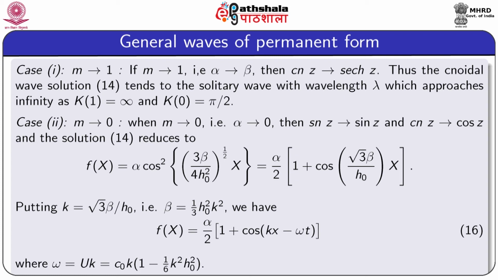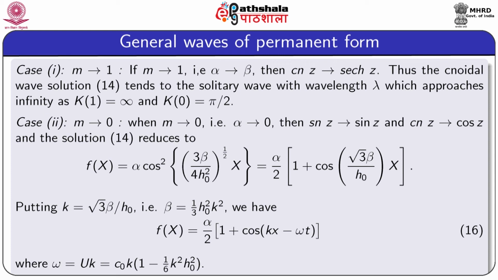And if we take the second particular case, if we take m goes to 0, then Sn(z) goes to the sine function and Cn(z) goes to the cos function, and the solution can be written in terms of sine and cosine functions. With this substitution, k equals square root 3 beta by h0, that means beta equals this, transforms the value of f(x) as alpha by 2 into 1 plus cos(kx minus omega t).